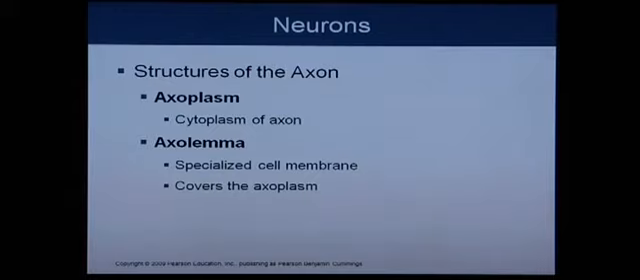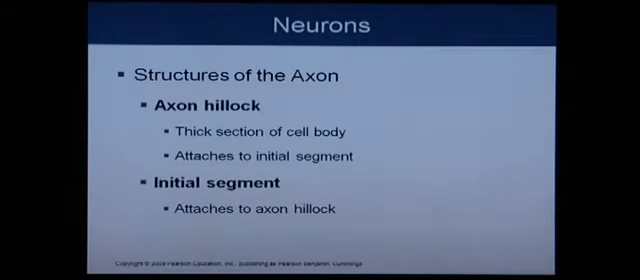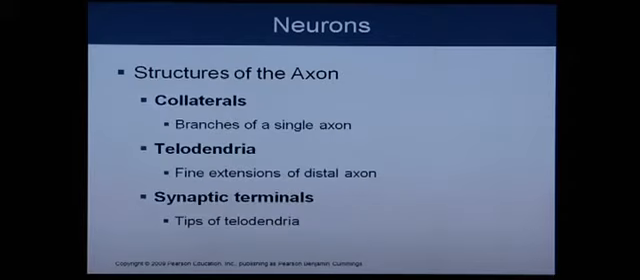Inside the axon, there will also be cytoplasm, just like there is in the cell body, and we call it the axoplasm. Kind of makes sense. The axolemma is the cell membrane that surrounds the axon. The axon hillock is the thick section of the cell body that attaches to the initial segment of the axon. Okay, so let's take a look at what all that means.